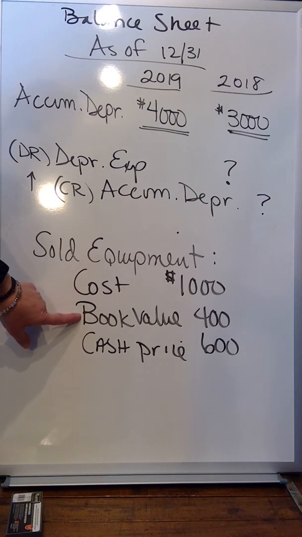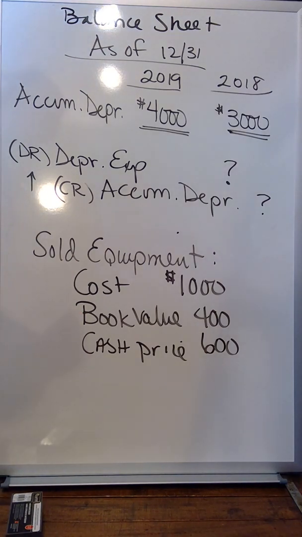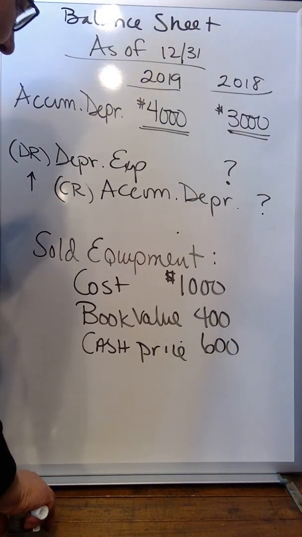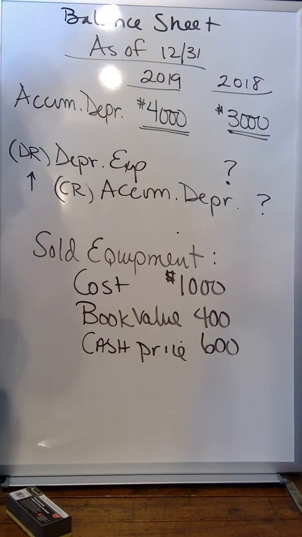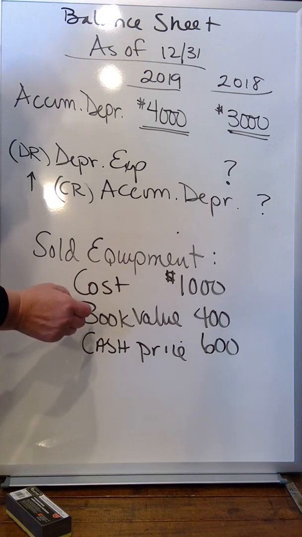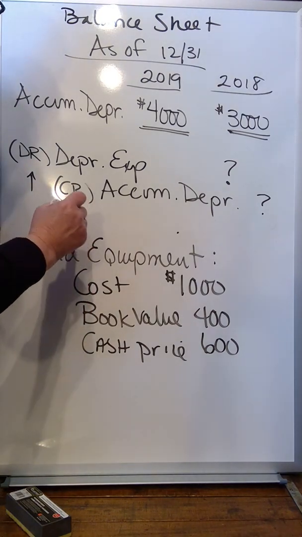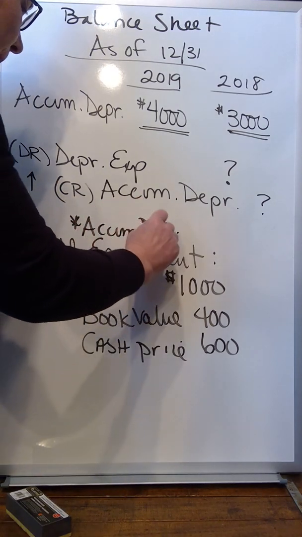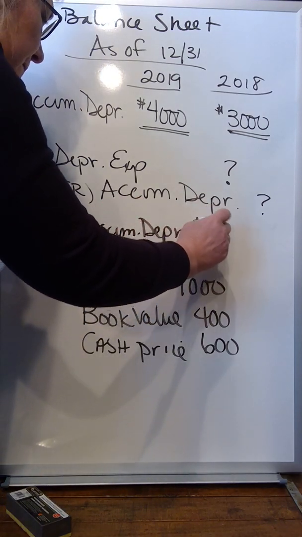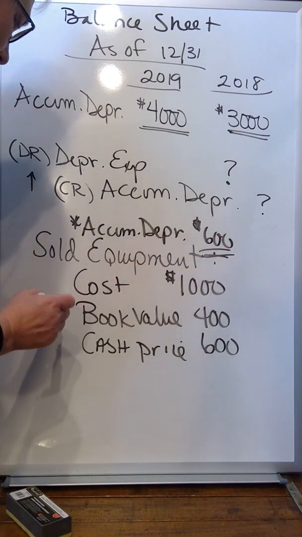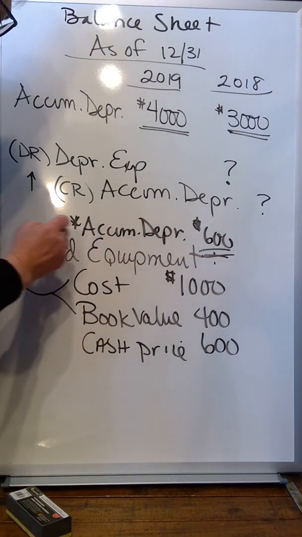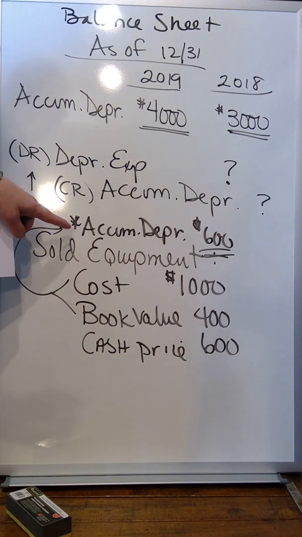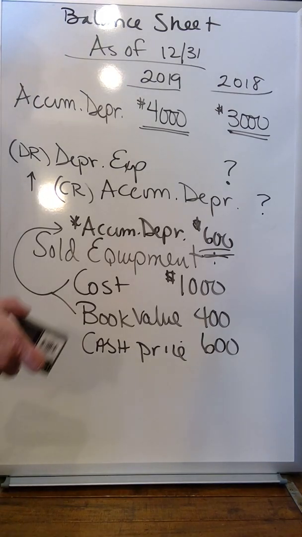Now let's look at this just for a second here. What is book value? Book value is the difference between cost and accumulated depreciation. So if you have a cost of $1,000 and a book value of $400, you must have accumulated depreciation on this equipment of $600. That's the difference between these two numbers, so when they recorded this sale, they would have removed that accumulated depreciation from the books.